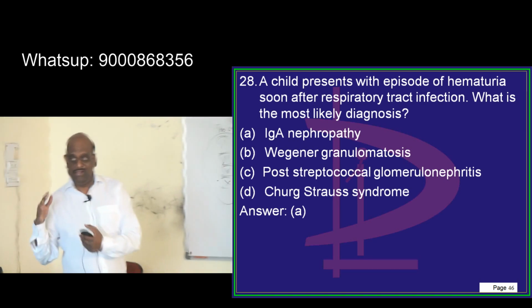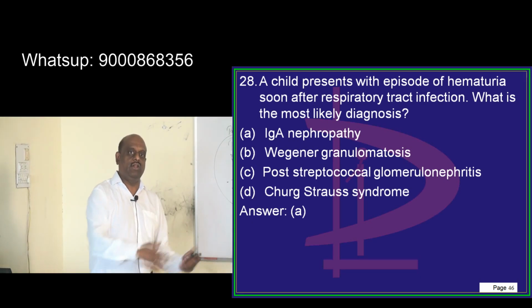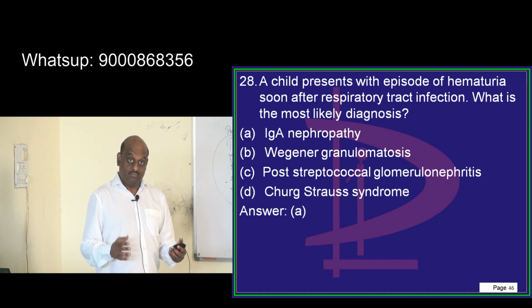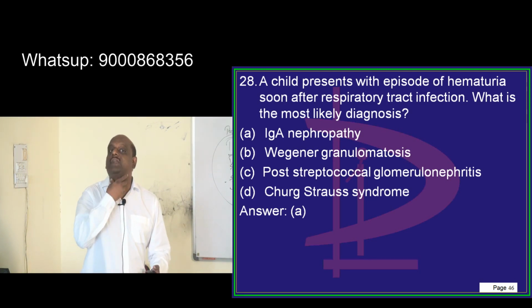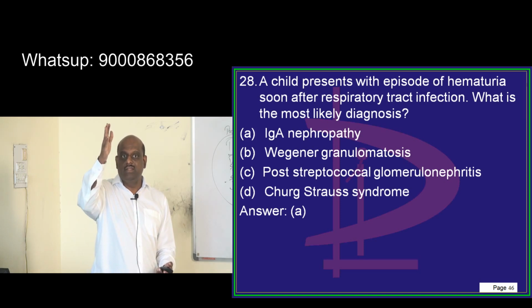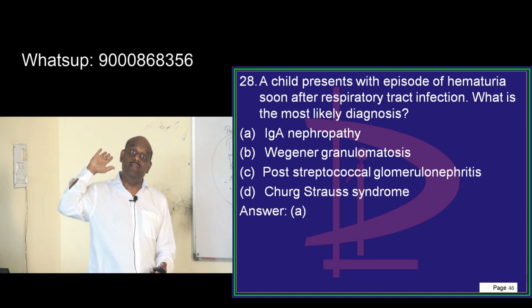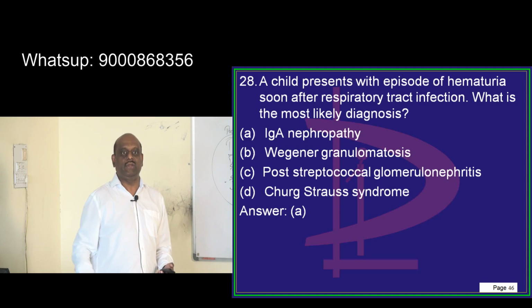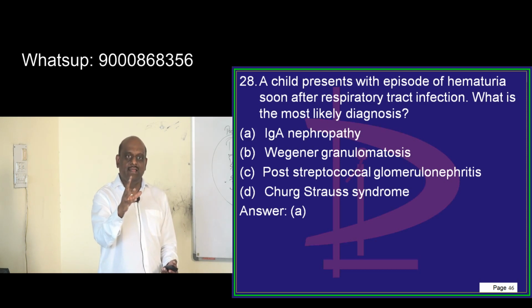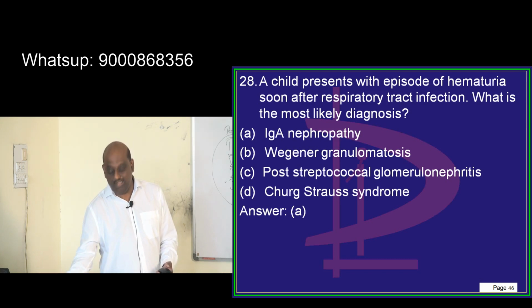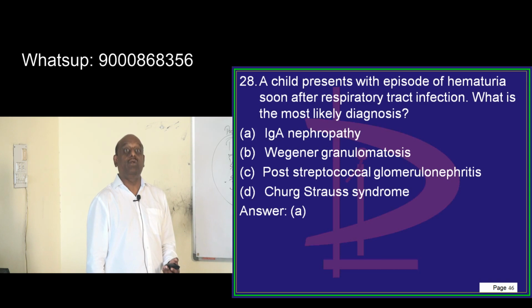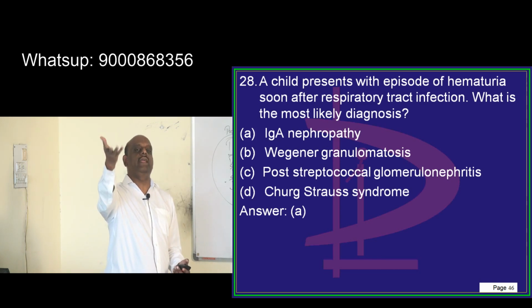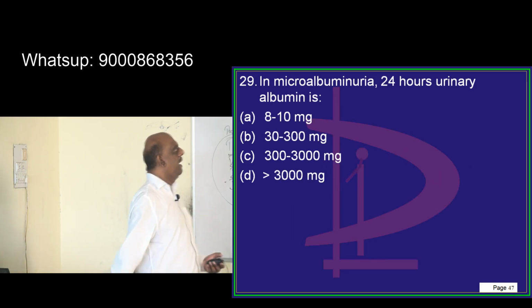What is the difference between this and post-streptococcal glomerulonephritis? Even in post-streptococcal glomerulonephritis, there is a hematuria after a sore throat. But at least there is a 3 weeks duration between the sore throat and the hematuria. But in IgA nephropathy, the sore throat comes, and the next day hematuria comes. What is that called? Synpharyngitic hematuria is the feature of IgA nephropathy.